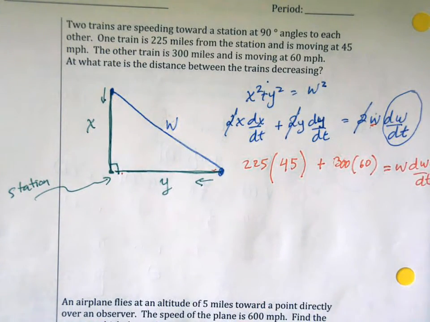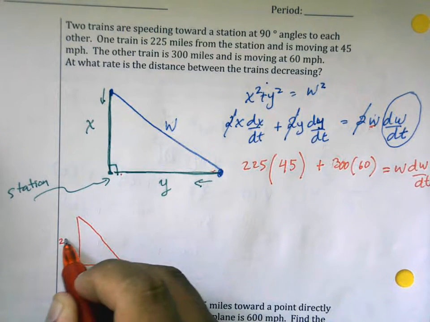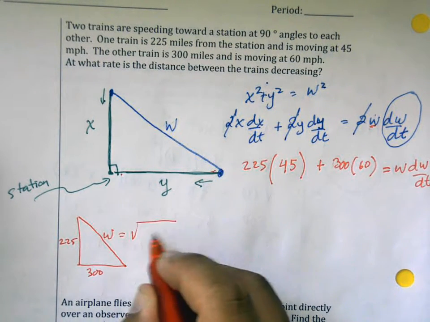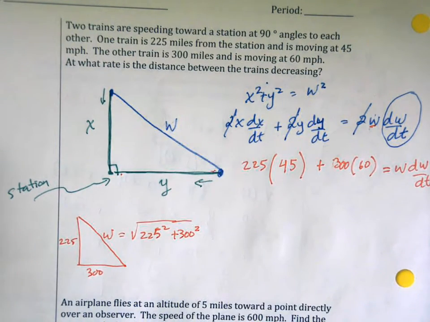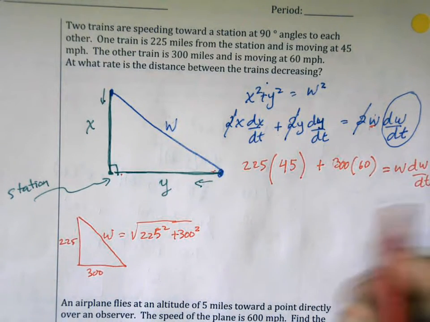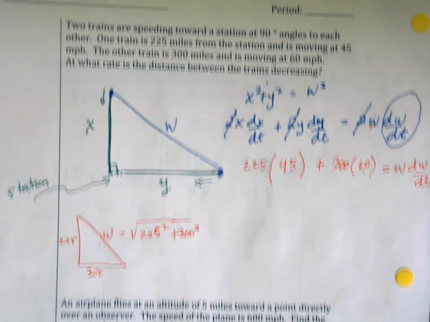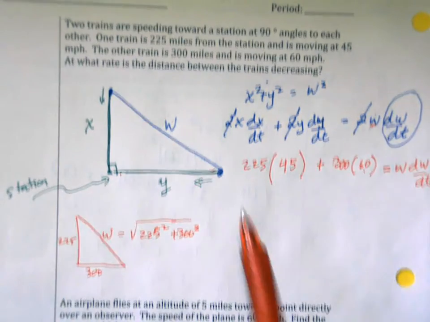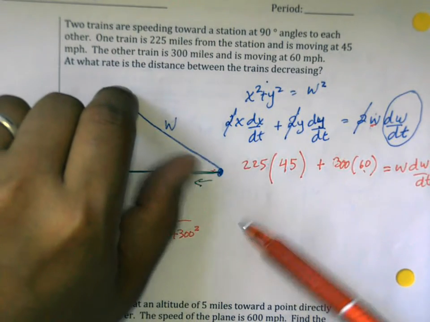Okay, so let's use the information in the problem now to solve for w. Well, this is not too difficult. If this is 225 and this is 300, then w, which is the distance, is just equal to the square root of 225 squared plus 300 squared. Okay. So that means our final answer is 225 times 45 plus 300 times 60, all divided by the square root here. But one more thing that we really have to be aware of is the fact that these distances here are decreasing, just like w. The size of w is decreasing.